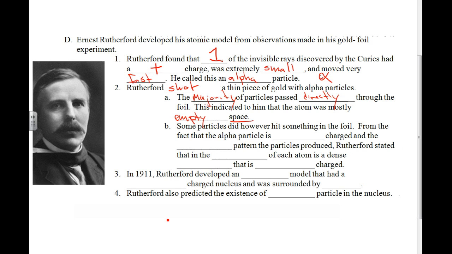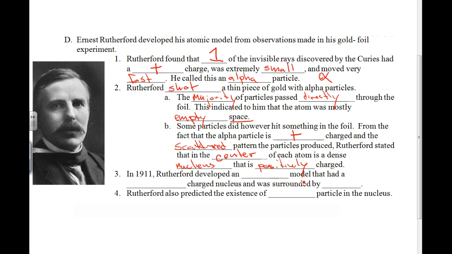All right, now some particles did, however, hit something in the foil. From the fact that the alpha particle is positively charged, that's a plus sign in case you're wondering, and the scattered pattern of particles produced, Rutherford stated that in the center of each atom is a dense nucleus that is positively charged.